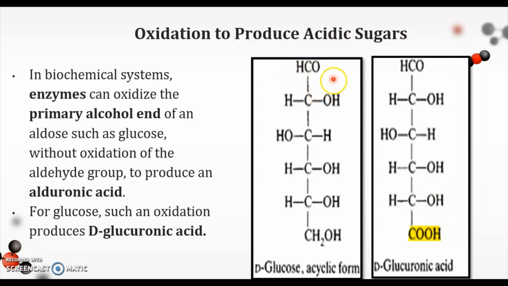The aldehyde group is not affected. What is being affected is the primary alcohol that is found at the terminal end. There will be an addition of an oxygen forming carboxylic acid. From D-glucose, it will now become an acidic sugar. Thus, we have the name D-glucuronic acid.